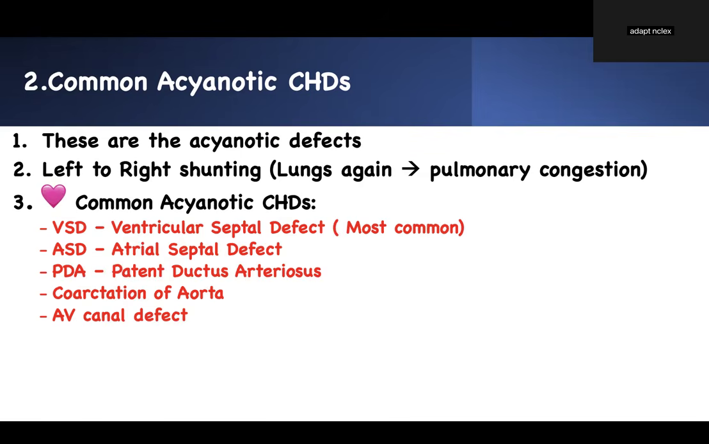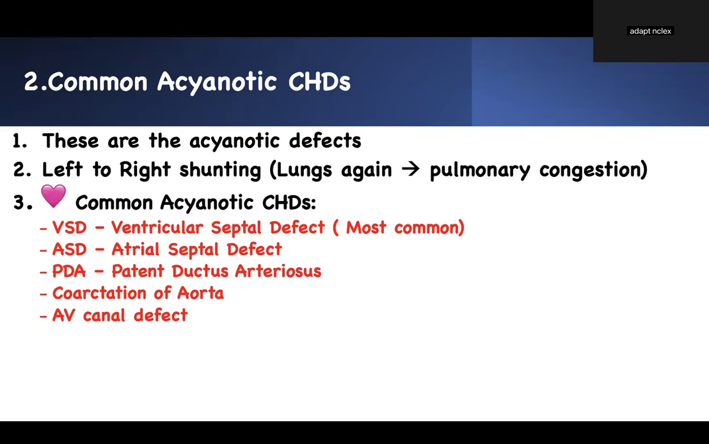What are those? Ventricular septal defect. That means there's a space between the two ventricles, right? And they shunt blood from the left to the right because the left side is stronger than the right side. Atrial septal defect, the same thing. A defect between the two atria. Blood is shunted from the left atrium to the right atrium. Patent ductus arteriosus, PDA. This is supposed to close. If it doesn't close, it starts to shunt blood from what? Left to right.